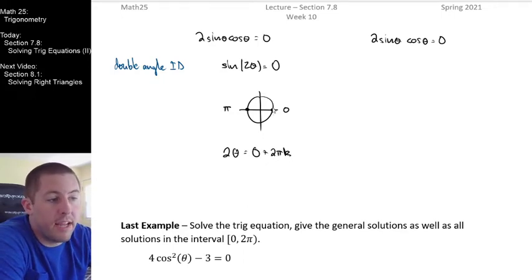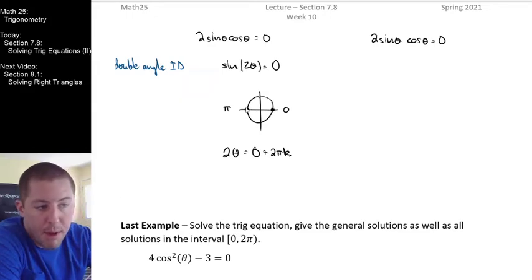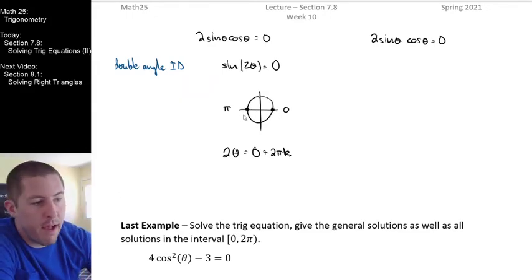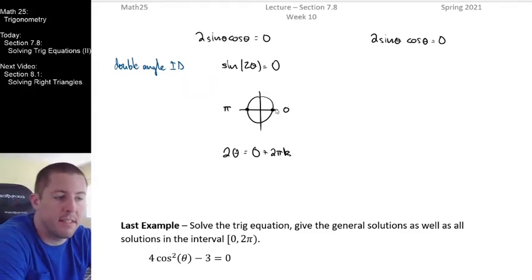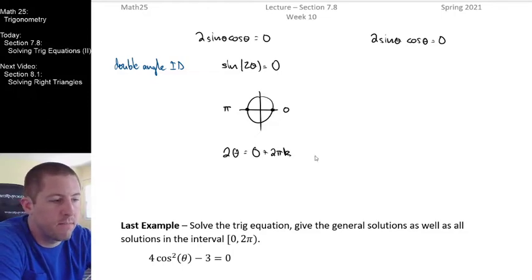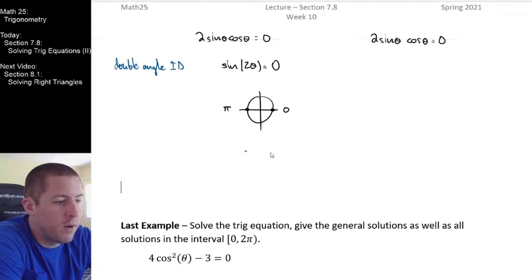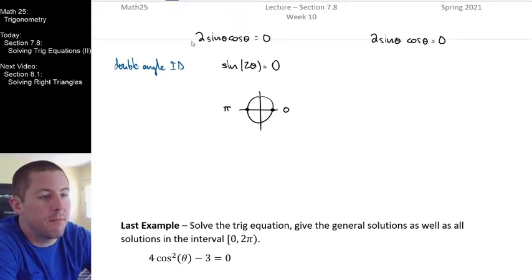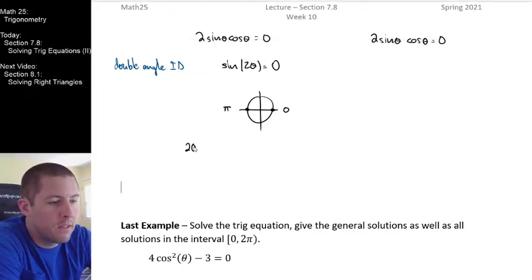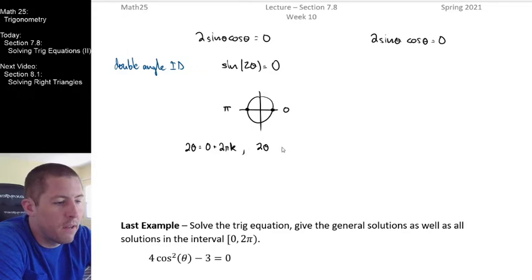Or rather, I should say, notice that we're going to get a solution at 0, then pi, then 2 pi, then 3 pi, then 4 pi, then 5 pi, then 6 pi. So we're actually just getting all of the counts of pi, right? So we're getting 2 theta equals 0 plus 2 pi k, and 2 theta equals pi plus 2 pi k.